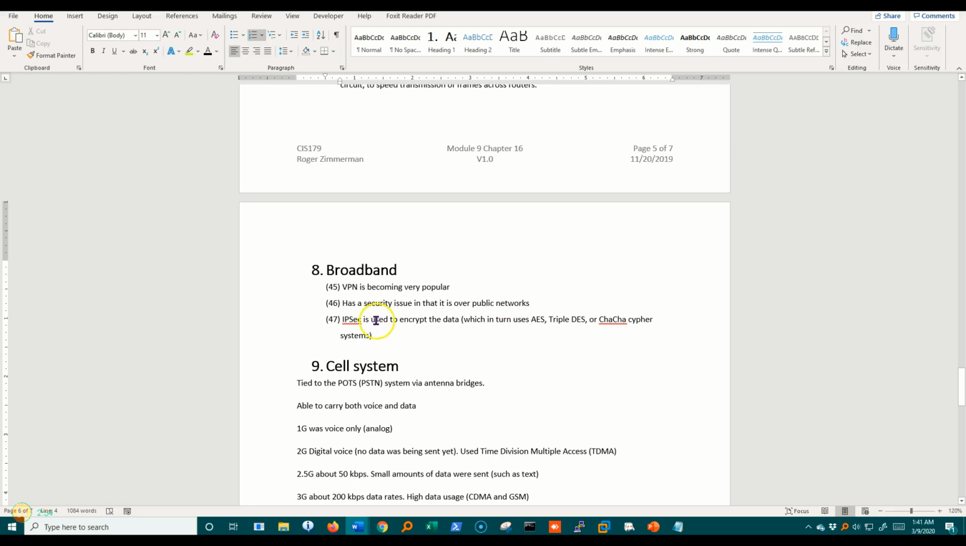So IPsec is the most common one today, and becoming even more common with IP version 6. It uses under the hood AES, triple DES, the ChaCha cipher system. So these are the actual algorithms that it can use in order to authenticate and then encrypt the data that goes across the internet, so that we can have a private network no matter how far we want to go.